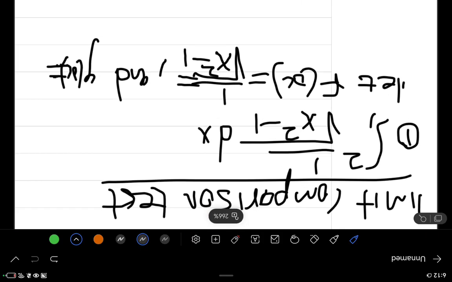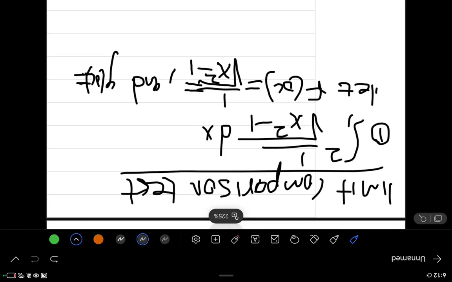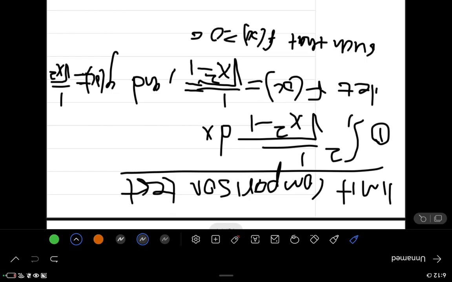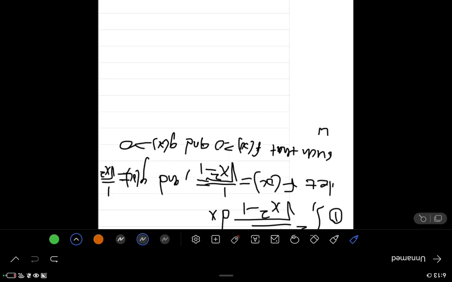g of x will be equal to 1 over the root of x squared, such that f of x is greater than or equal to 0 and g of x is greater than 0, with x in between, greater than 1 and less than or equal to 2. You agree? Because if I plug 1 here, I get undefined. If I plug 2 or any number between 1 and 2, I won't get undefined. We agree, right? So this will be simple.